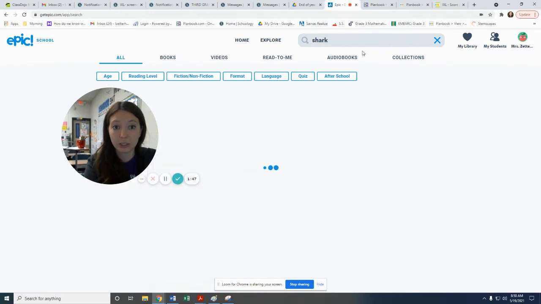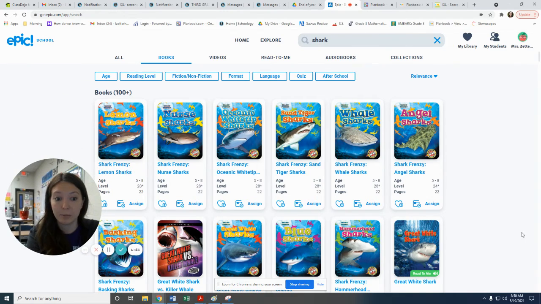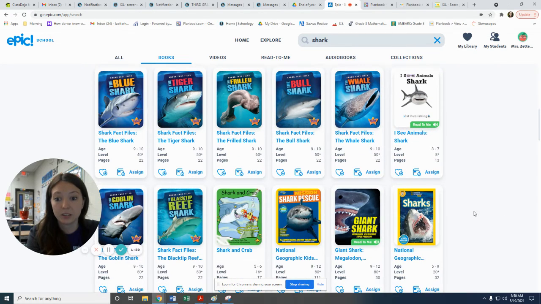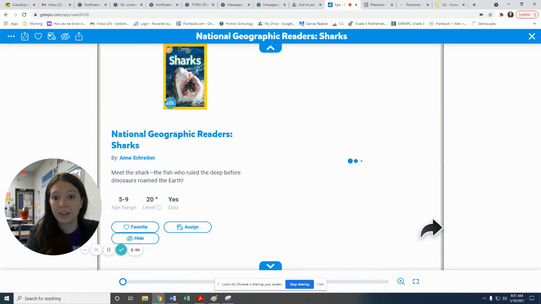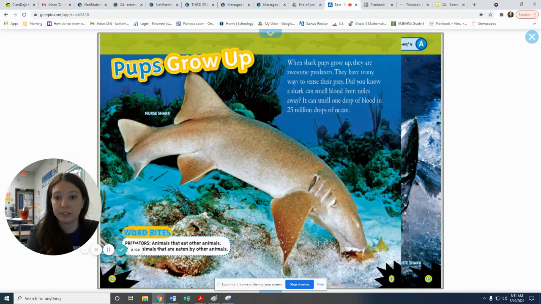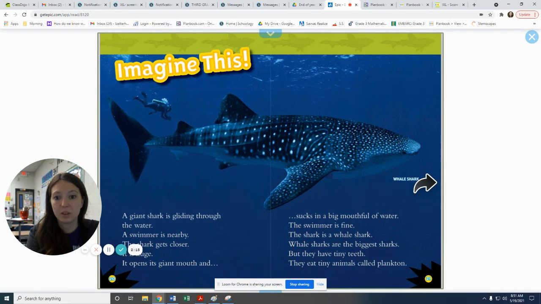If I type in shark, I will have a bunch of choices come up of books, and I'm going to have to spend some time browsing to see what I'm interested in. You'll see that there are many different types of books on sharks. Now, some of these books might not be as helpful as others. For instance, this one right here, Sharks, is talking about a bunch of different types of sharks. It's not very specific. There are lots of pictures and lots of words, which is helpful, but this is talking about the whale shark. It just talked about the hammerhead shark. So this book isn't specific enough.